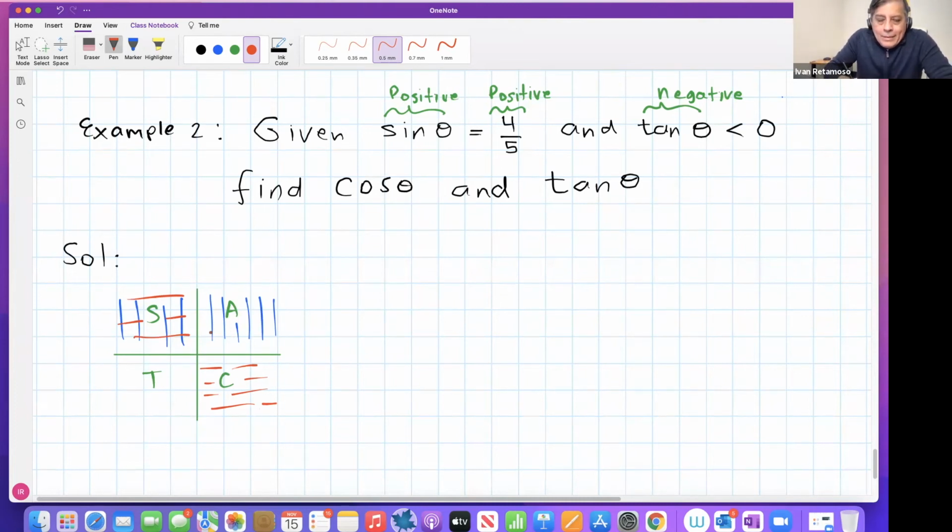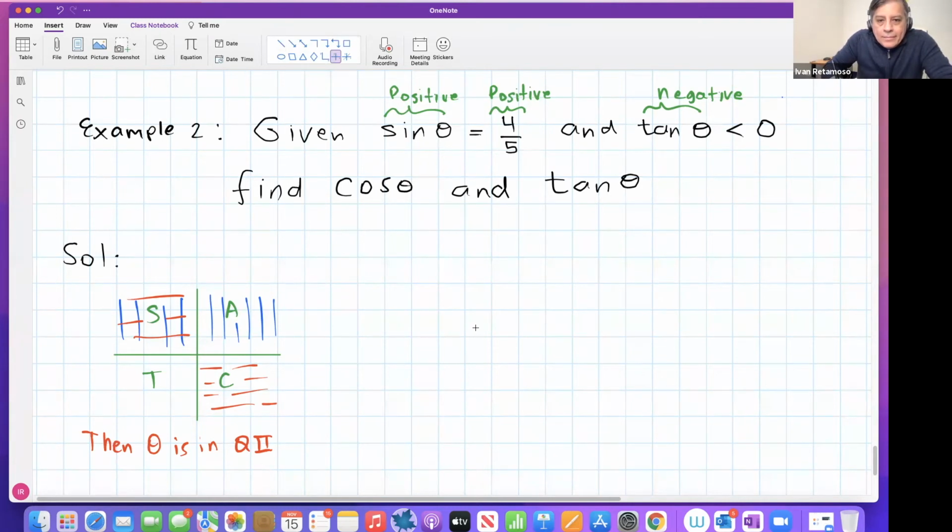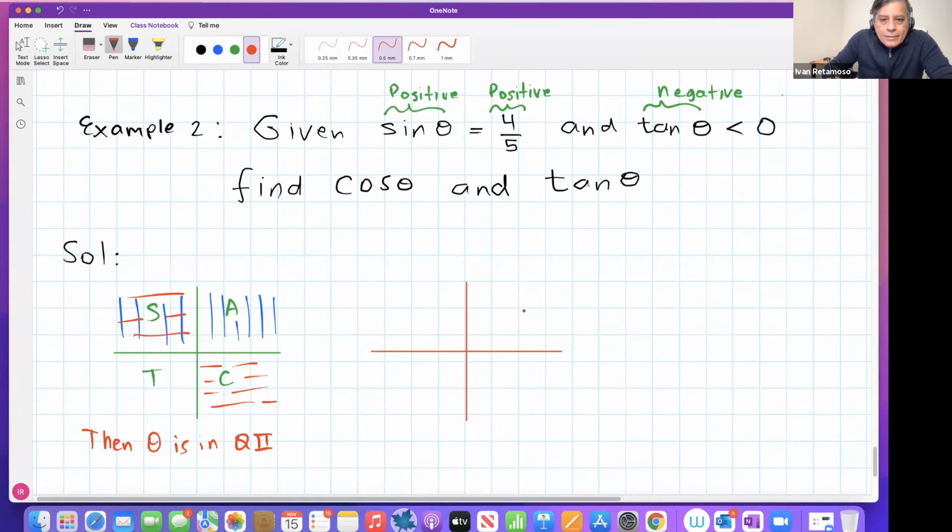So this means that our angle is on the second quadrant. Let's write here: theta is in Q2, quadrant 2, somewhere. Therefore, we can represent our angle easily as follows. Since theta is on the second quadrant, theta might be somewhere here. Theta.